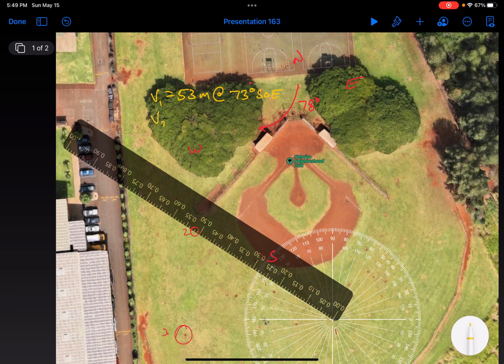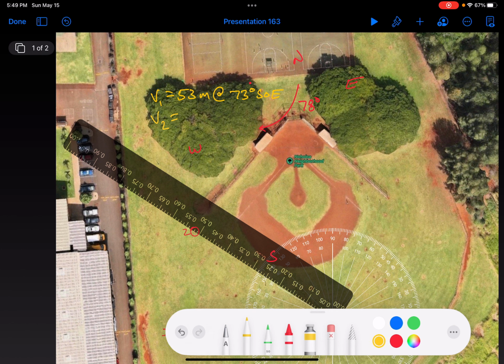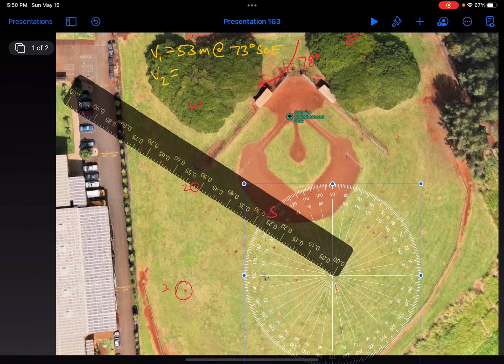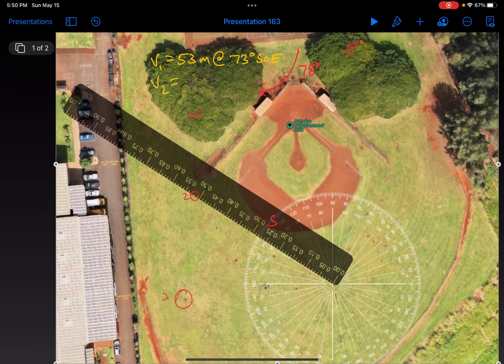So vector 2, what's our magnitude? What's the distance that this vector is? We've got 45, 50, 51, 52, I want to say. About the same magnitude, the same distance, just a little bit shorter than the previous one. 52 meters.